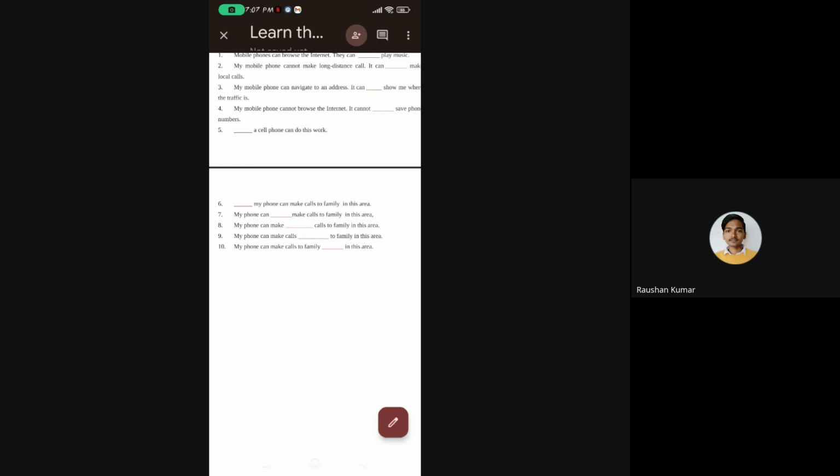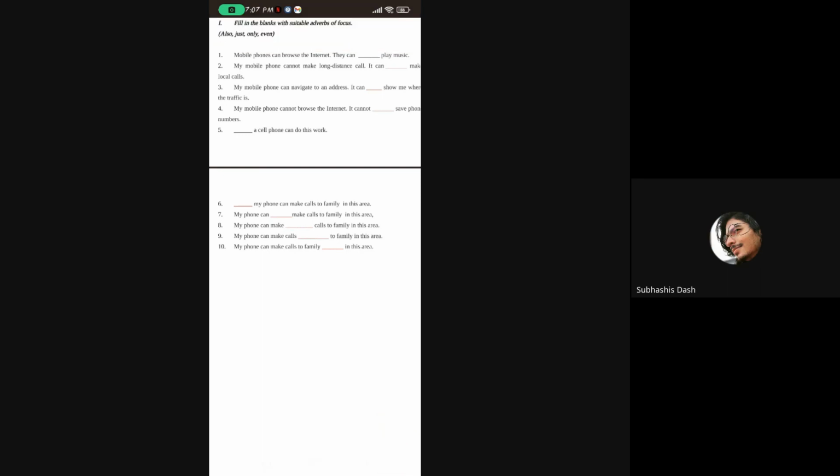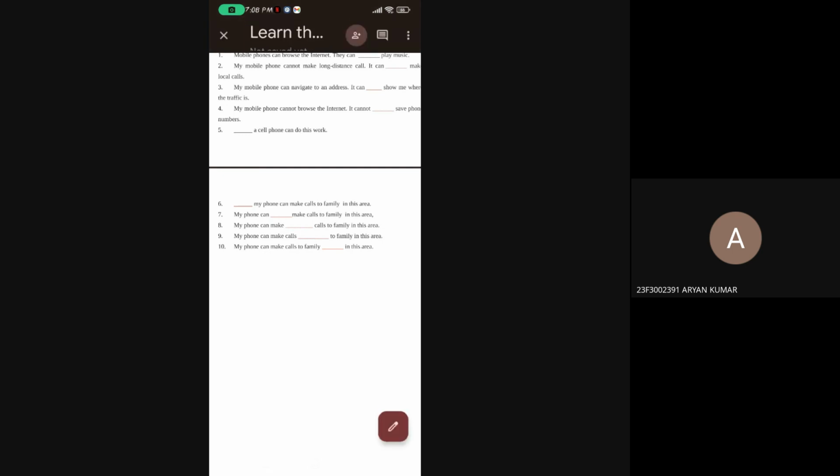That's the meaning. Now, the 7th one: my phone can dash make calls to family in this area. In the 6th one, would it be even? Even my phone can make calls to family in this area. Yes, you can use that. Not a problem. But only was more focused, and we use only so that we understand how the meaning shifts. Just for that purpose. But even is not wrong. You can use even as well.